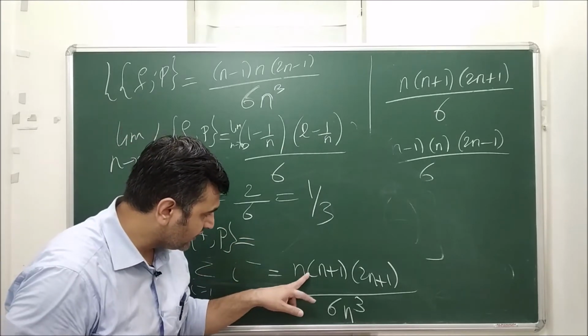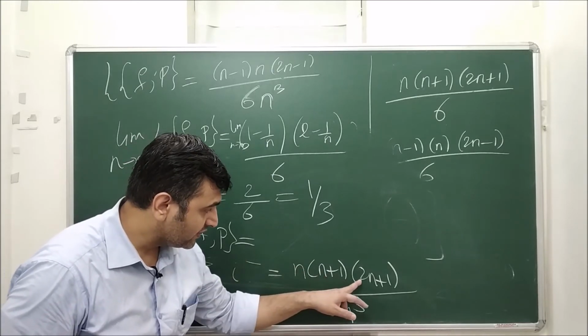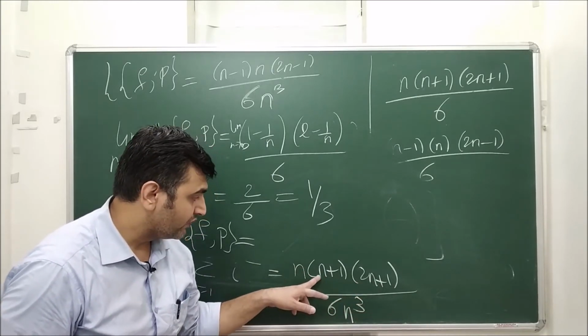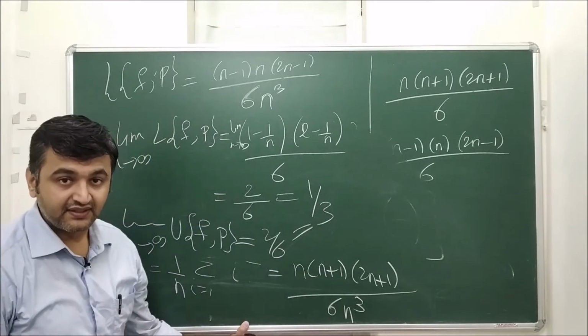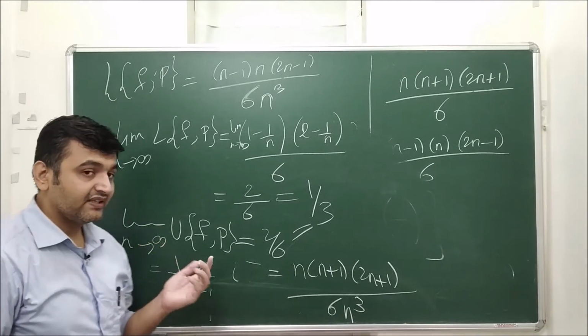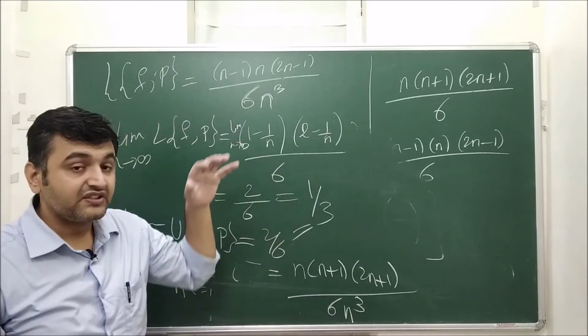Take out n outside, take out n outside. So n cube will get cancelled. 1 plus 1 by n, 2 plus 1 by n. So 1 into 2, so again I have 2 by 6, which is 1 by 3. And as you can see, the limiting case of LFP is same as limiting case of UFP. Therefore the function is integrable.